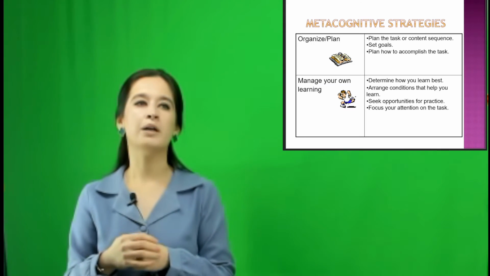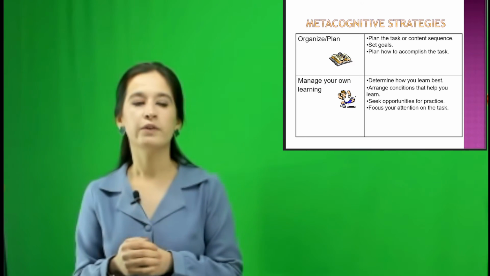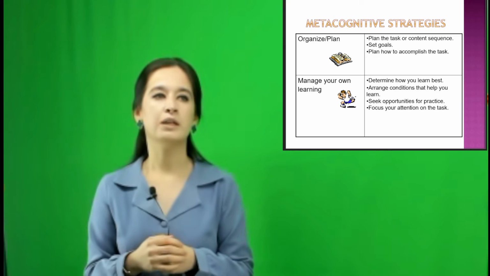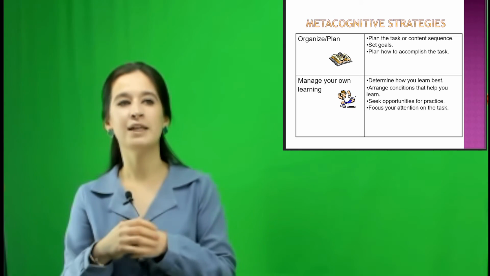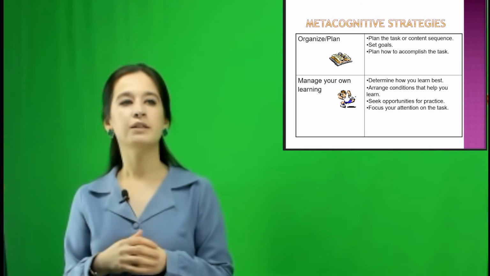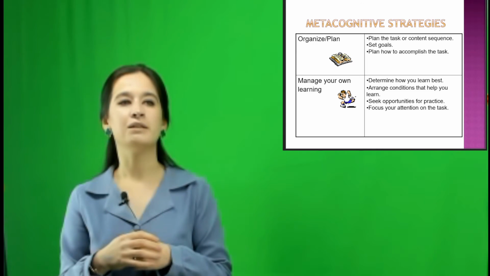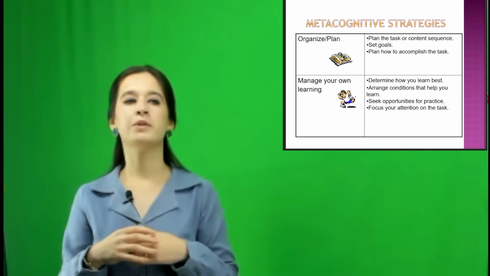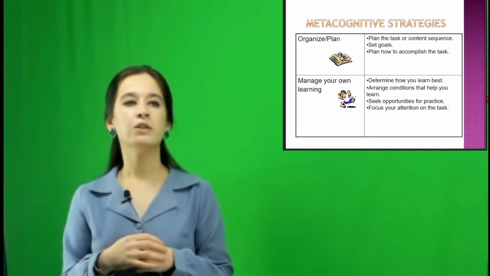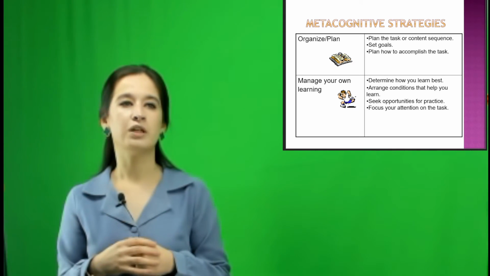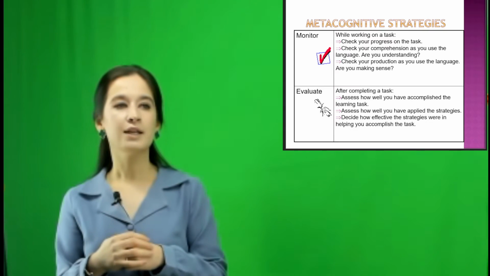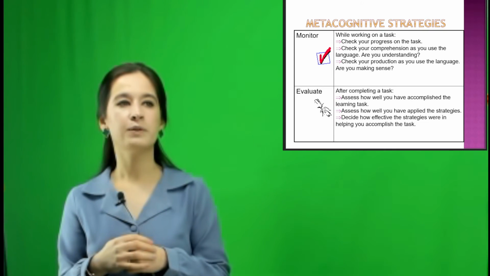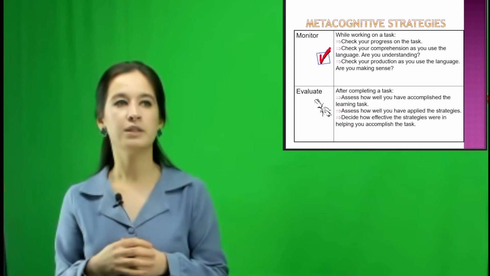Let's start from metacognitive strategies. The first type of it is the organization and planning strategy. In this stage, you will plan the task, content, and sequence. You can also set particular goals. You can also plan how to accomplish the task.